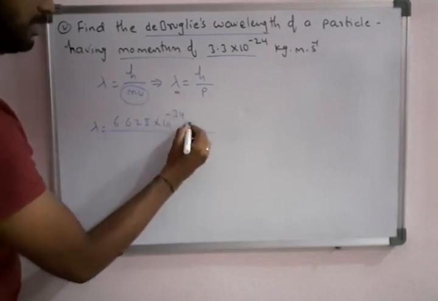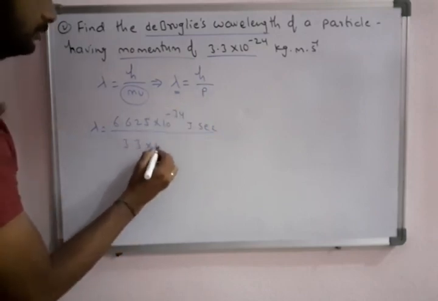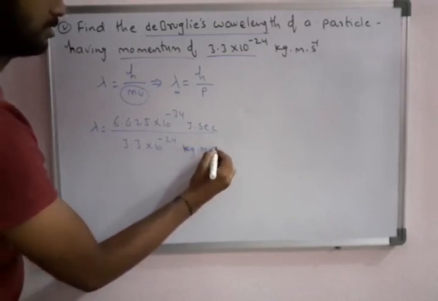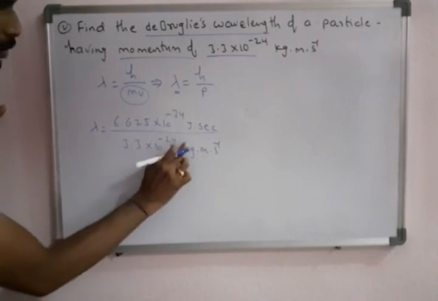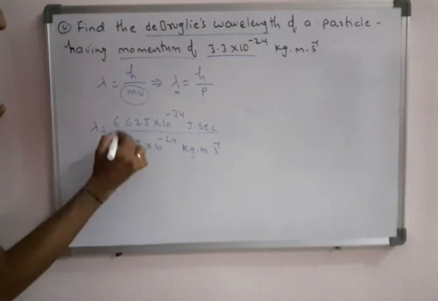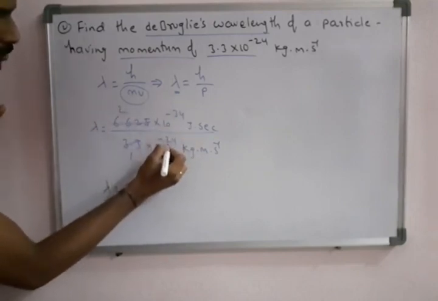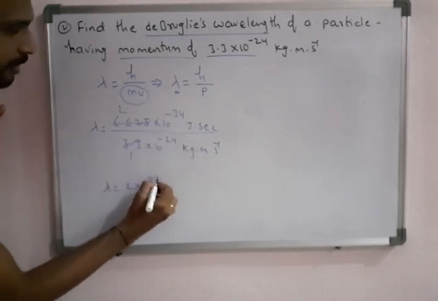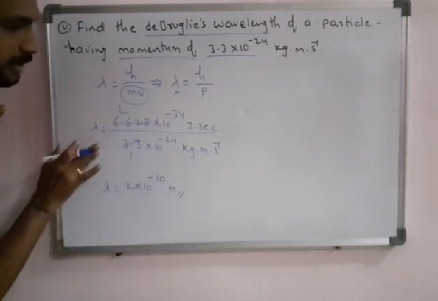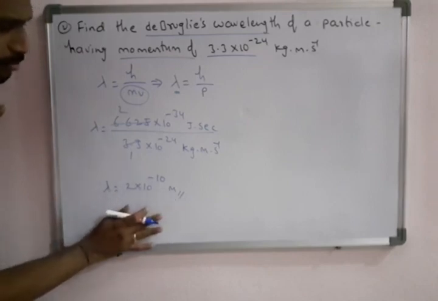This is all into second. The momentum is given as 10 power minus 24 kg meter per second. Here the units are important. The lambda, approximately, we can take simply as 2. Minus 24 plus 24, it becomes minus 10. So meters, as we are calculating totally in the SI method, so lambda must be in meters.